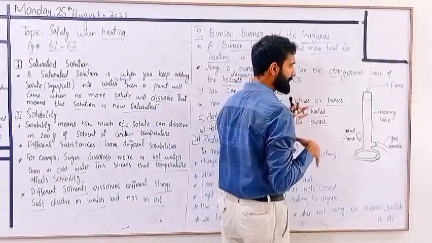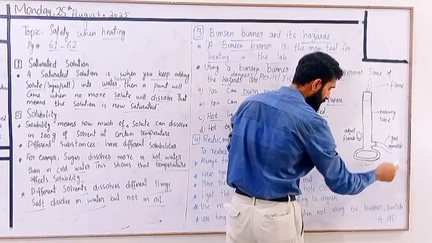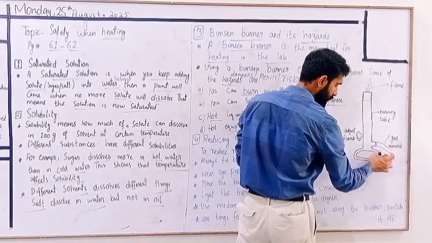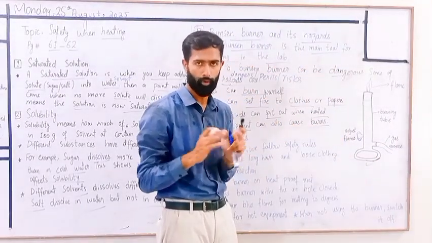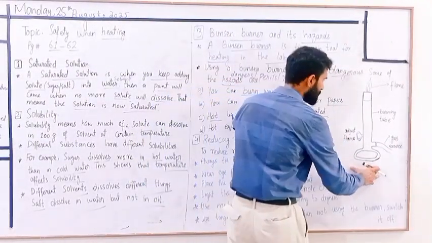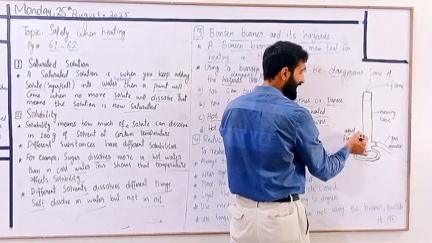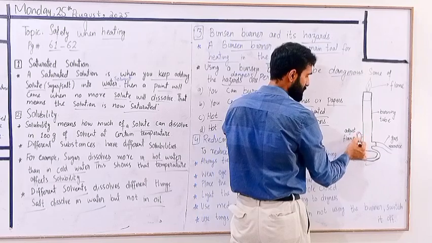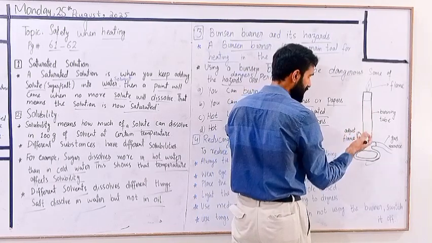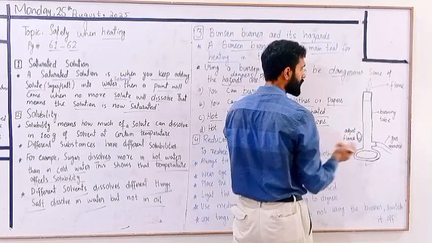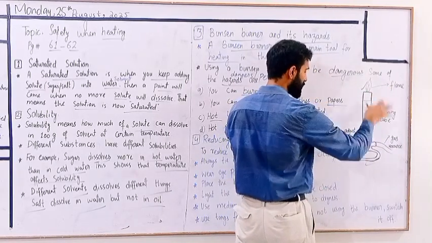A Bunsen burner looks something like this. It has a base, it has a gas source. It's simply like the stove that we use in our home appliances as well. It has an adjustment tool here. By using this tool, you can increase the heat or reduce the flame. So this is the flame. A Bunsen burner looks something like this, okay?